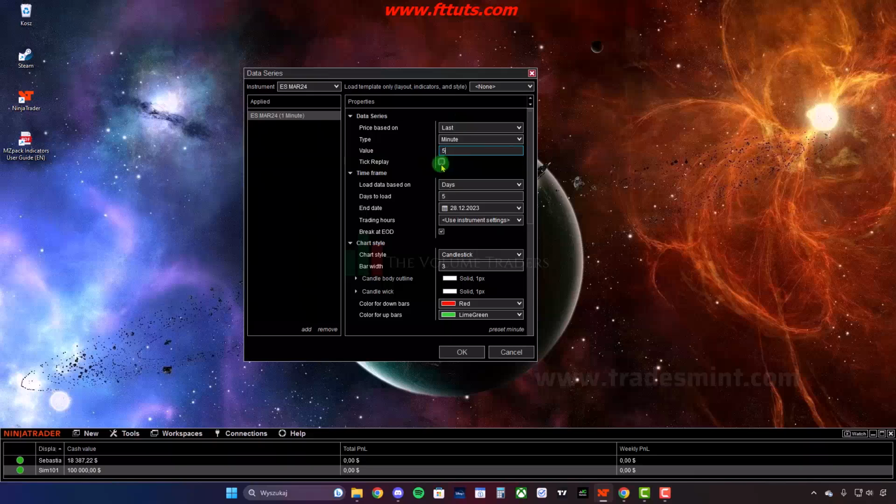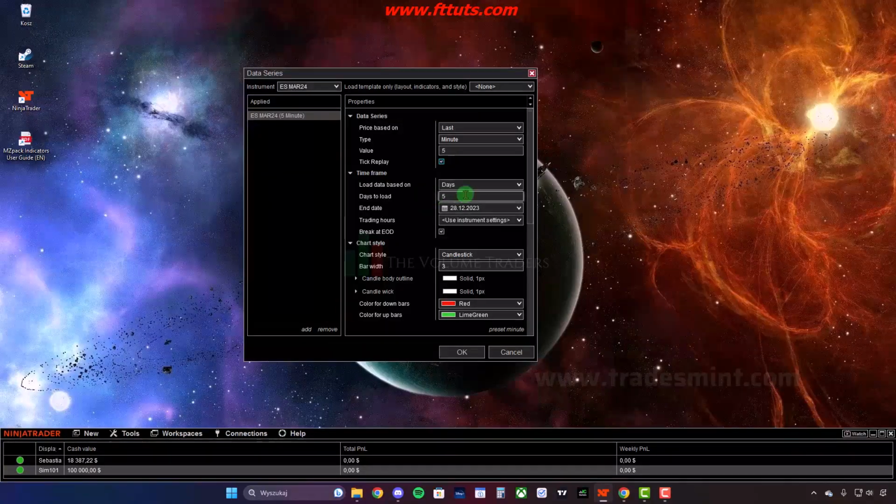The tick replay, I'm always making it tick here because all the tools we use need the tick replay. By default it is off, so it's very important to choose this as on.